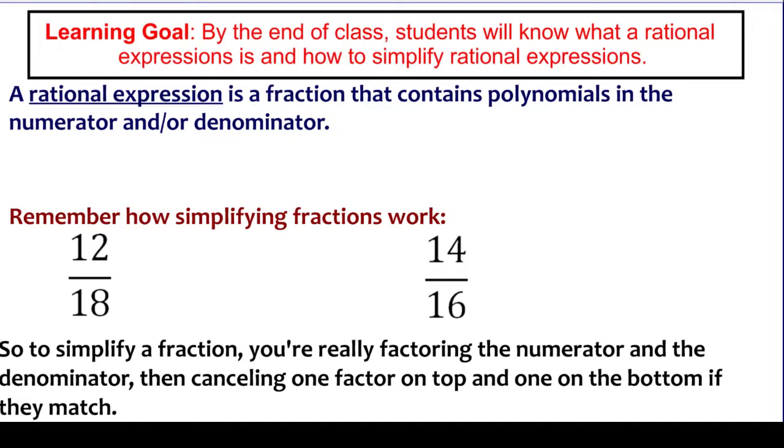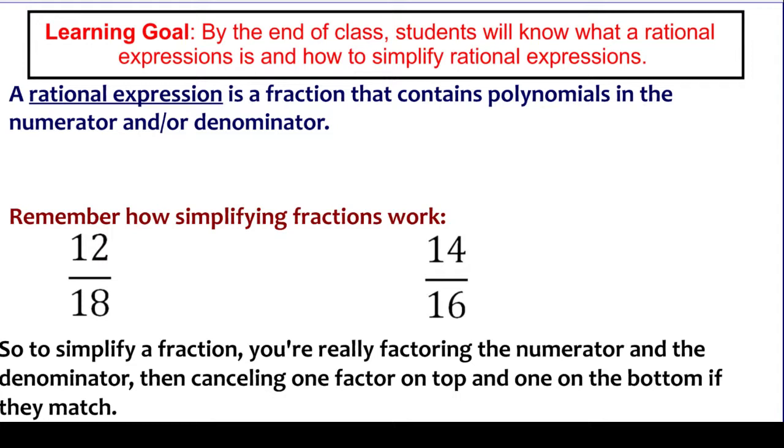So I want to remind you how you do this with regular numbers, and then we'll apply this to some problems with polynomials in them. A rational expression, just by definition, this whole unit is on rational expressions, is just any fraction that contains polynomials in both the numerator and the denominator. So this applies to regular numbers like 12/18 and 14/16 that you see here, or it could be expressions that have algebra in them as well. Anytime we have numbers or variables in a numerator and a denominator, we're talking about a rational expression.